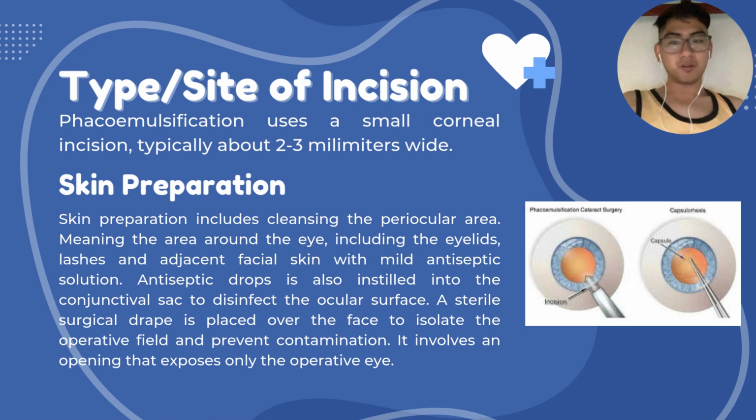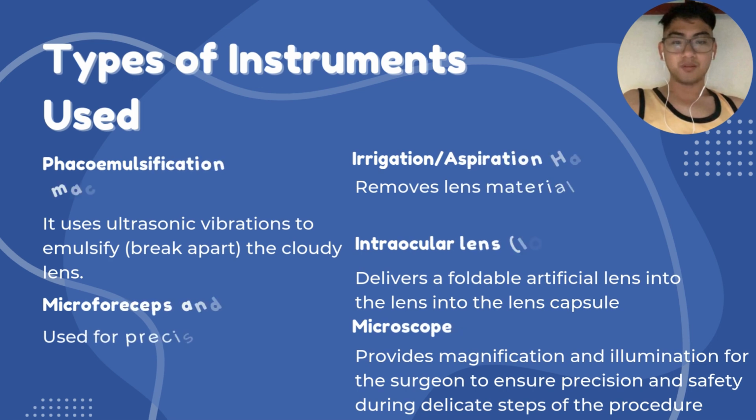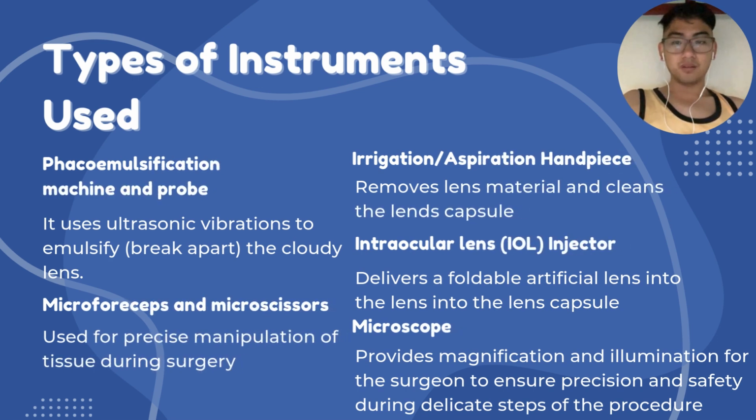Next is skin preparation. This includes the cleansing of the periocular area. This is the area around the eye, including the eyelids, lashes, and adjacent facial skin, with mild aseptic solution. Aseptic drops are also placed into the conjunctival sac to disinfect the ocular surface. And then a sterile surgical drape is placed over the face of the operating eye. This is to isolate the operating field and prevent contamination, so that the surgeon can operate on the area.